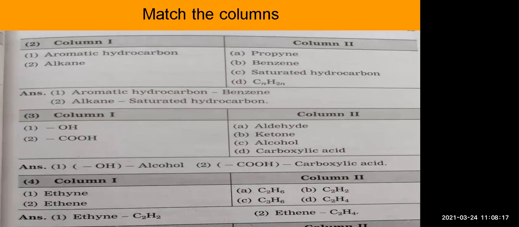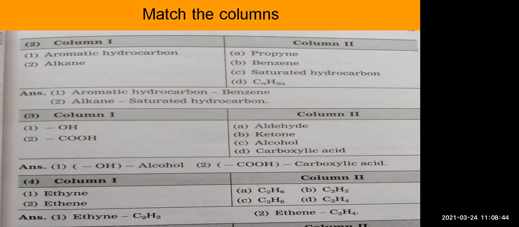Now, whenever ethyne is present, that means it is an alkyne. Eth means two carbons are there. One of the formulas we had seen is CnHn for the alkyne group. That means whatever the number of carbons, that will be the number of hydrogens. So here in this case, ethyne will go with option B, that is C2H2.